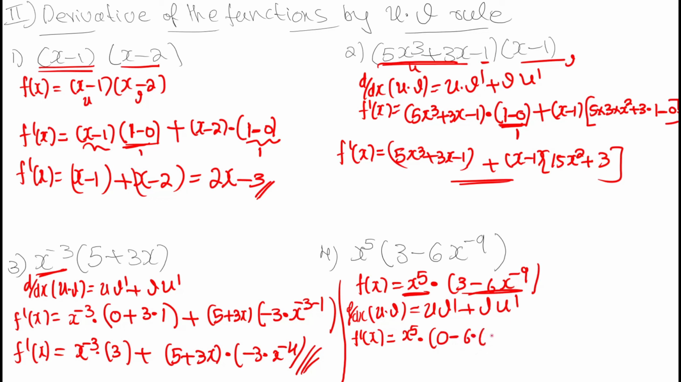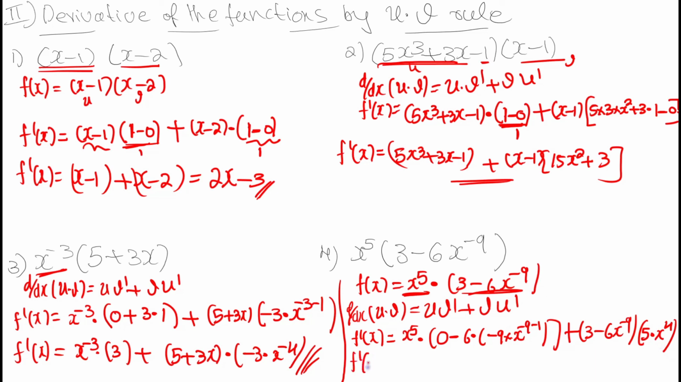x to the power n is n into x to the power n minus 1. So that is minus 9 into x to the power minus 9 minus 1, plus v, (3 minus 6 x to the power minus 9), into u dash. For x to the power 5, that is n into x to the power n minus 1, so 5 into x to the power 5 minus 1, that is equal to 4.